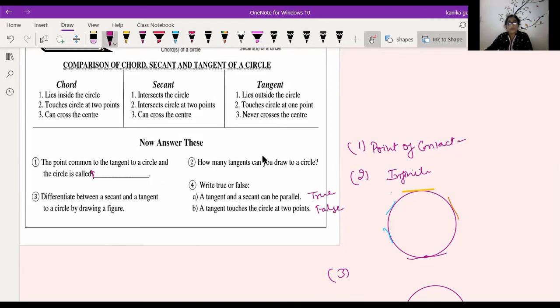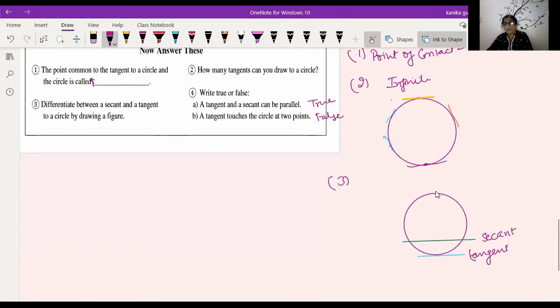Now question number 2, how many tangents can you draw to a circle? We can draw infinite tangents. Other tangents you can draw yourself. Next, the difference between the secant and tangent to the circle, by drawing the figure.